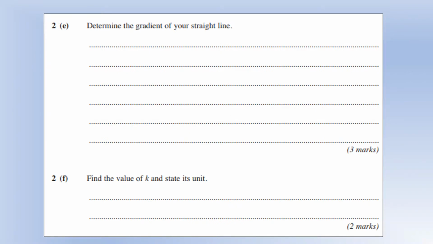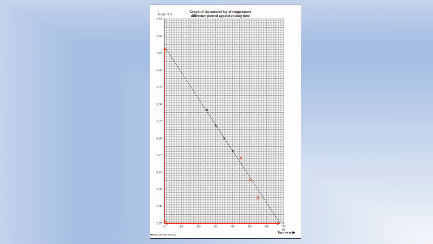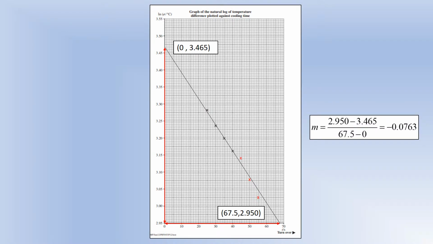Okay, so then we want to determine the gradient of the straight line. I'm going to use as much as possible of the graph, so I'm going to use where it crosses the y-axis and where it crosses the x-axis. Read off the coordinates at each of those points as precisely as you can, and then you calculate the gradient like this. My gradient comes out as minus 0.0763, and we'd expect to get a negative value because it's sloping down.